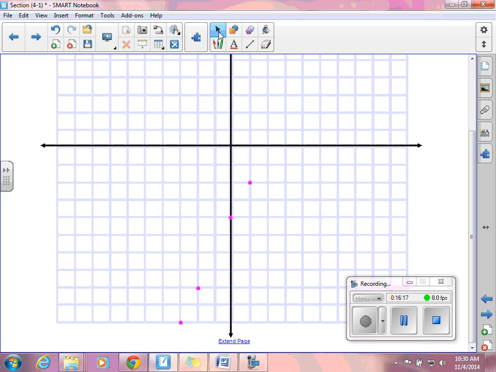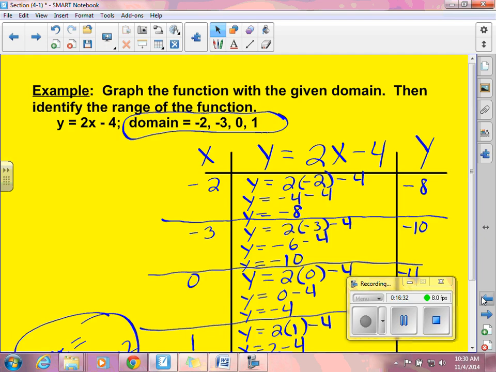And this is why. It all stems back to the domain. If you take a look at the domain, do you see how they ask for -2, -3, 0, and 1? Do they care about -1? They don't care about it. They didn't ask for it. Did they ask for 2? No, they don't care about 2. Did they ask for -4? No, they don't care about those values. They only care about these. And so when they only ask you for a certain location, you don't connect the dots. All right? So let's make note on that.